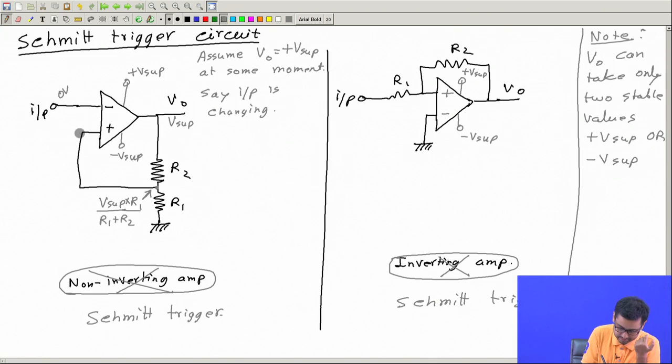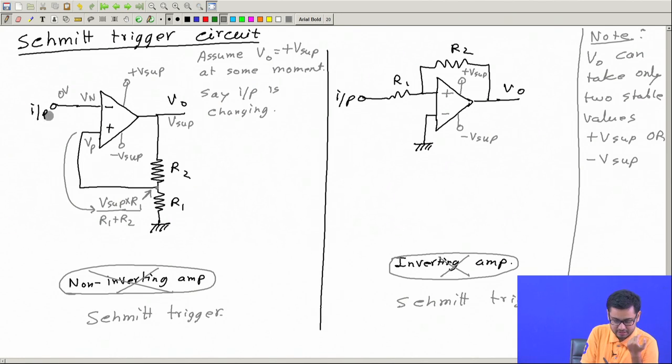So this point is at the same value like this and is positive. Now if this is 0 and this is positive, so Vp is at a higher value than Vn. So the output will be positive V supply. It will remain at positive V supply if I make this equal to 0.